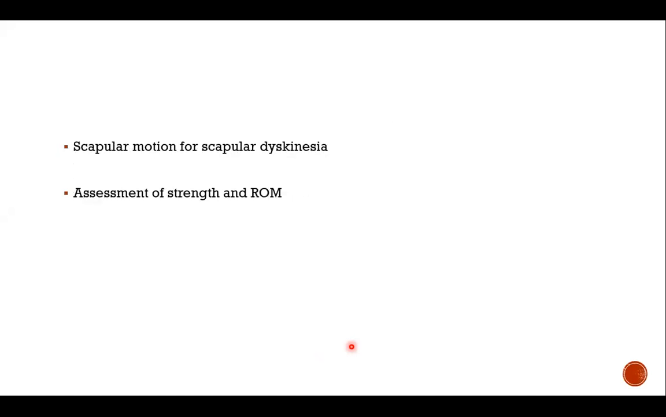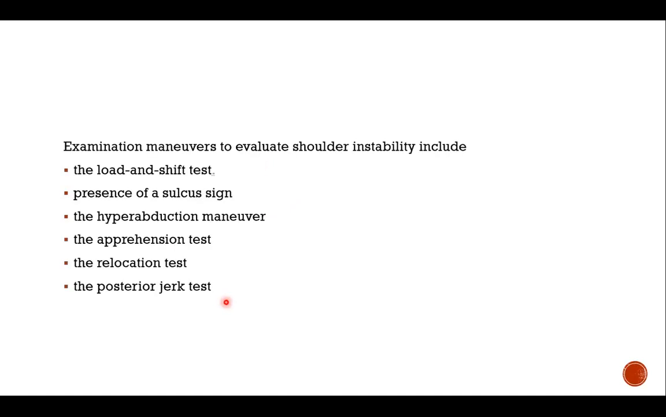Another important thing is scapular dyskinesia. Scapular motion should be observed in every patient evaluated for instability, and altered mechanics have been shown to occur at higher rates in MDI compared to asymptomatic ones. Assessment of strength and range of motion is also important, and it is compared with the contralateral unaffected shoulder, especially in patients with generalized laxity. Examination maneuvers are the load and shift test, both anterior and posterior, sulcus sign, hyperadduction maneuver, the apprehension test, relocation test, and jerk test.